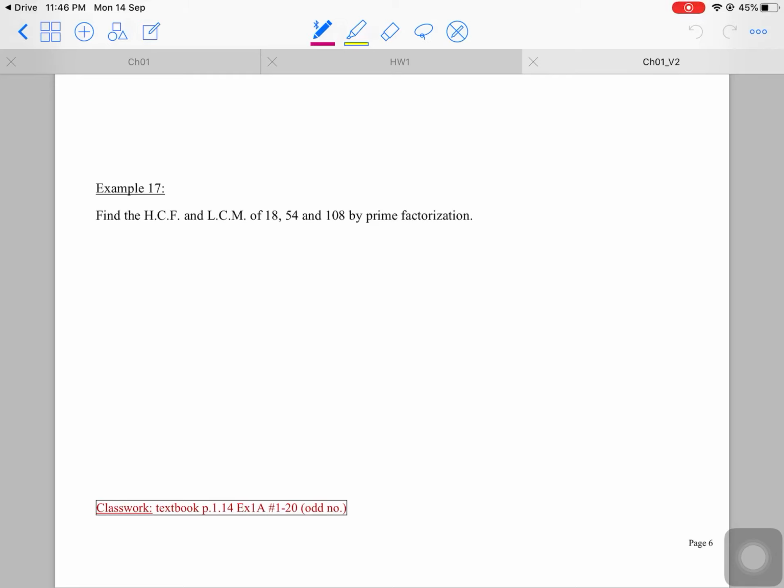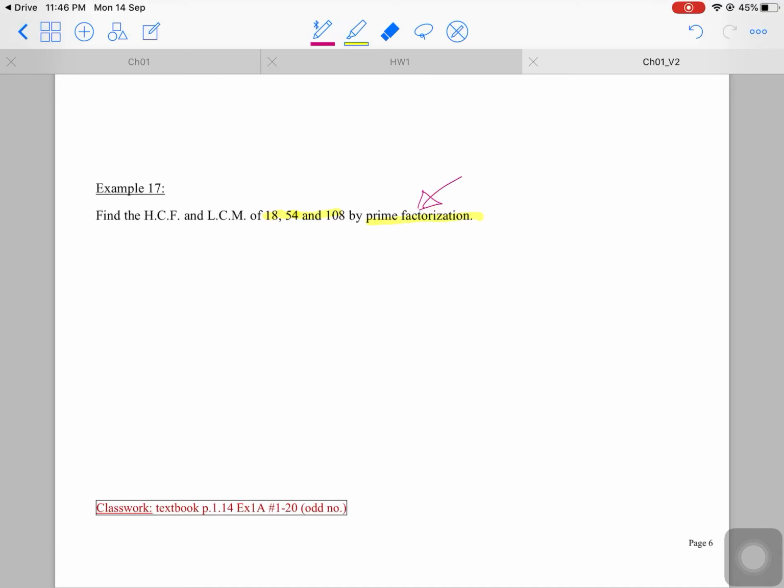I'm talking about page 6, example 17. You need to find the HCF and LCM of 18, 54, and 108. But the method is by prime factorization. What does it mean? Prime factorization means you can't use this short division method. You can't do it like this. You express the number as a product of prime factors.